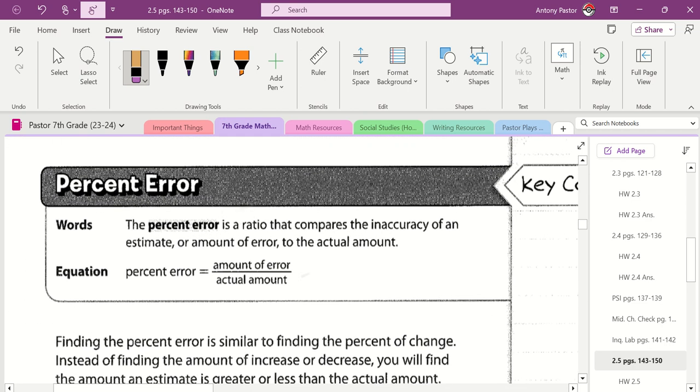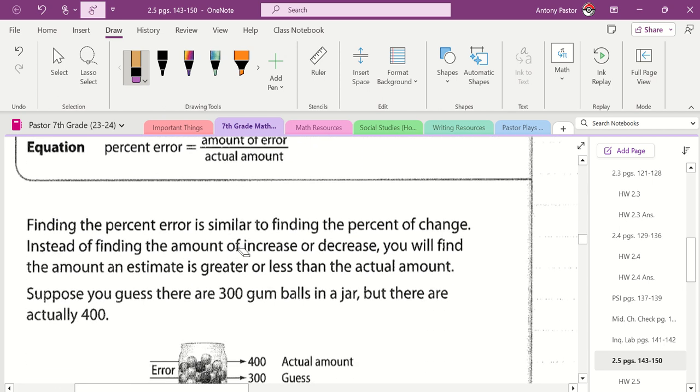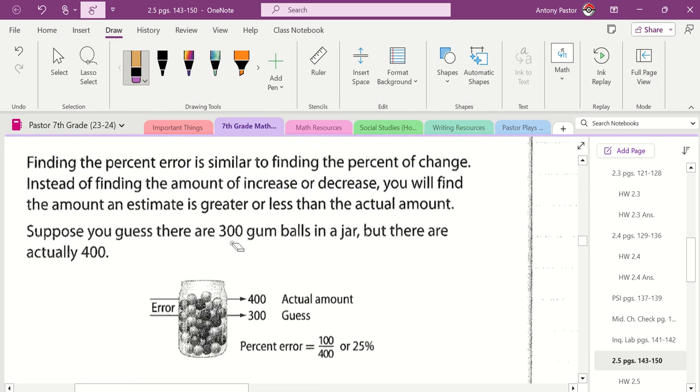And this is our last vocab term for this lesson, percent error. The percent error is a ratio that compares the inaccuracy of an estimate or amount of error to the actual amount. Percent error equals amount of error over actual amount. Finding the percent error is similar to finding the percent of change. Instead of finding the amount of increase or decrease, you will find the amount an estimate is greater or less than the actual amount. Suppose you guess that there are 300 gumballs in a jar, but there are actually 400.